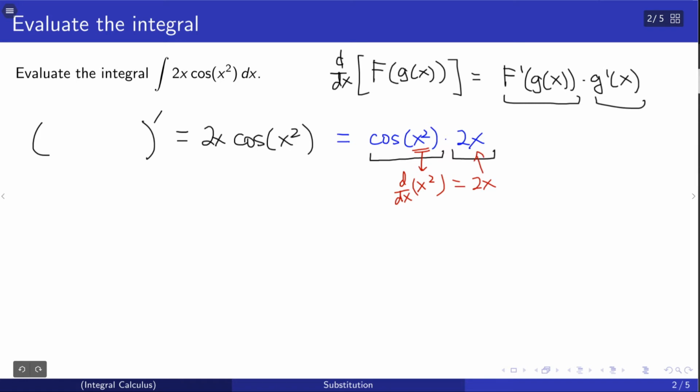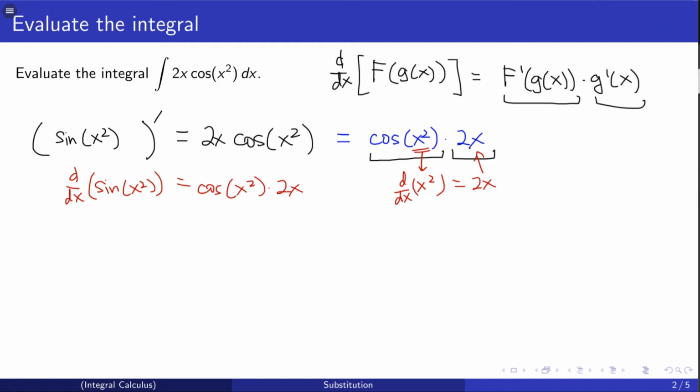And so maybe putting sine of x squared here works. Right? So sine would have given you cosine when you take its derivative. But clearly it's not just cosine here. It's sine of x squared. And now it's actually easy to show that this is correct. Because when you take the derivative of sine of x squared, then again, exactly by the chain rule here, you get cosine of x squared times 2x.